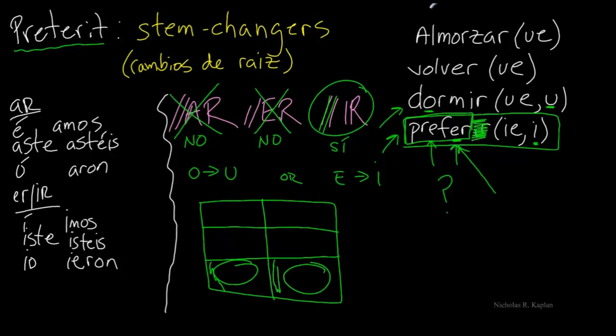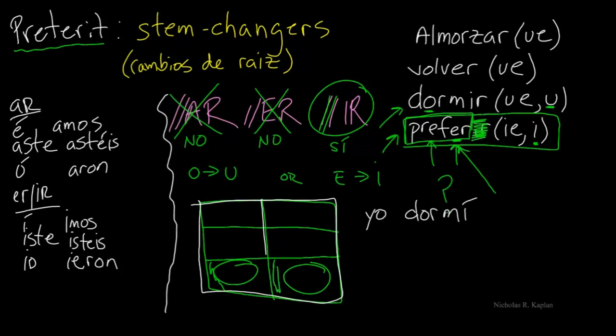So let's put the verb dormir into the yo form. We'll take off our ending and add the appropriate ending. I slept. There's no stem change because if we go back to our chart, the yo form, or the first box, doesn't take a stem change.